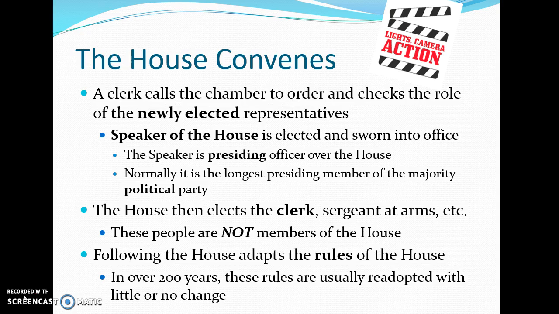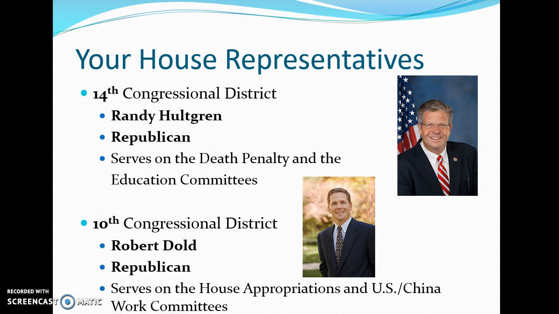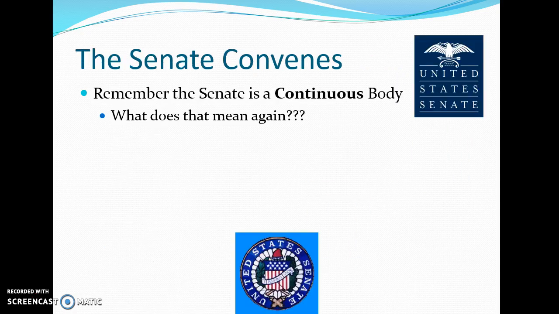And then the House adopts the rules. The rules have always been the same. So we have two congressmen: the 14th Congressional District, Randy Hultgren, Republican, and then Robert Dole, the 10th Congressional District, is a Republican.